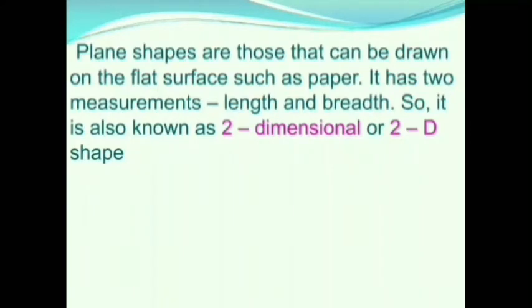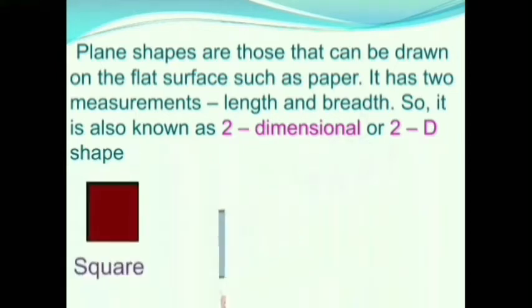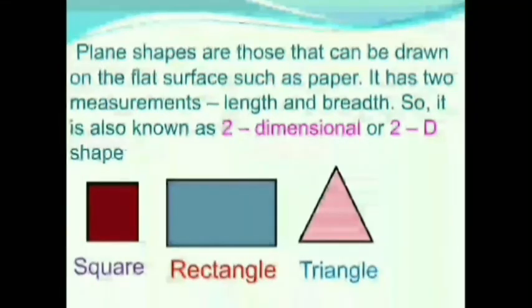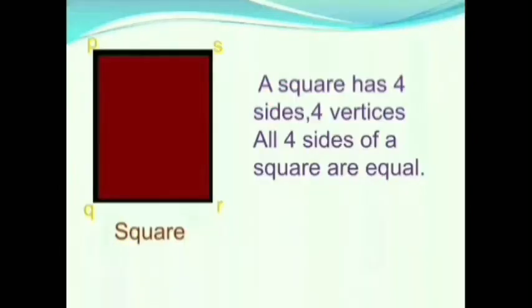There are a number of shapes all around us. Plane shapes are those that can be drawn on the flat surface, such as paper. It has two measurements, length and breadth, so it is also known as two-dimensional or 2D shape. The four basic shapes are square, rectangle, triangle, circle. Now we will learn about square. A square has four sides.